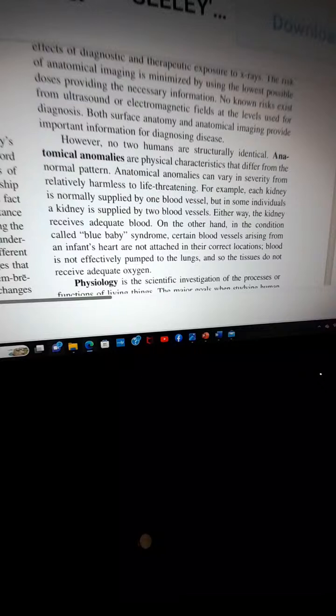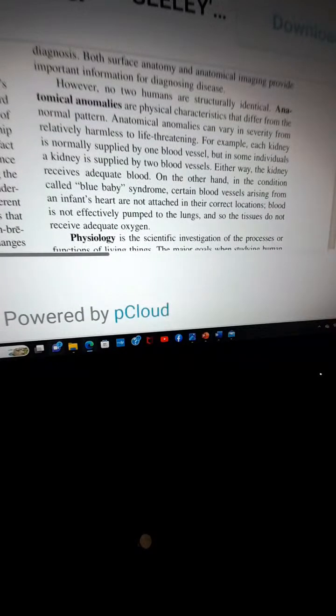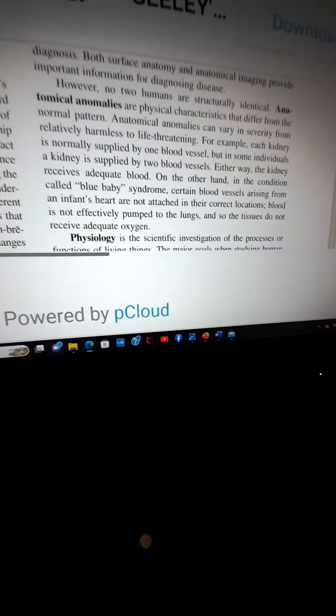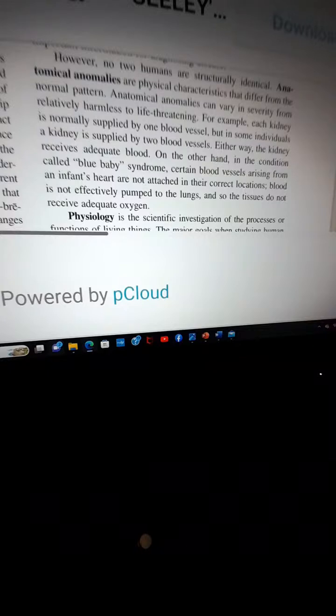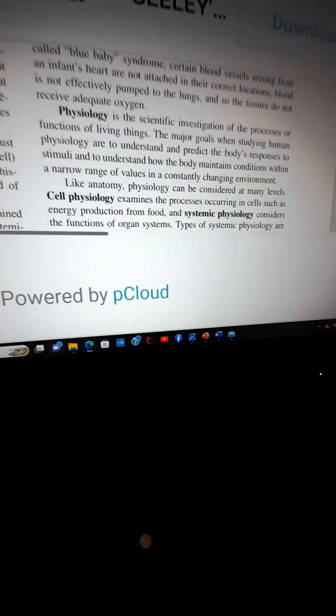On the other hand, in the condition called blue baby syndrome, certain blood vessels arising from an infant's heart are not attached in their correct locations. Blood is not effectively pumped to the lungs and to the tissues, and so the tissues do not receive adequate oxygen.